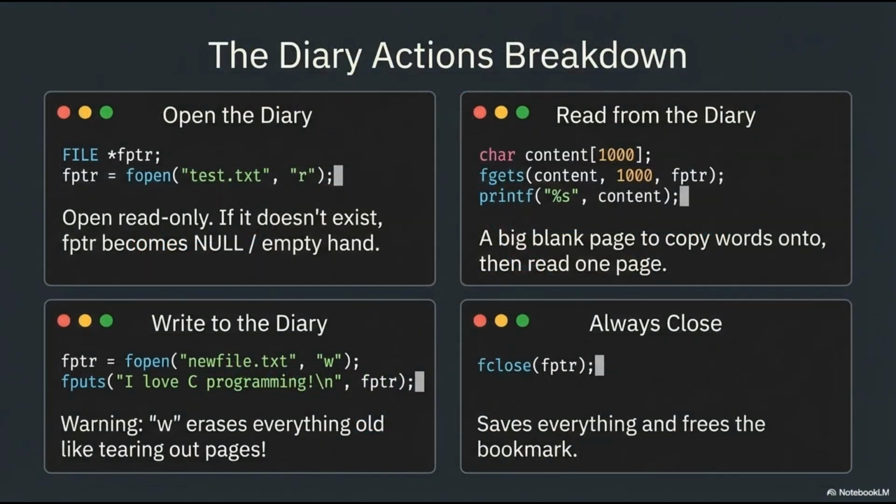Let's look at the actual code for this. fopen is your key to the diary. You tell it the file name and the mode, like R for read or W for write. Then you have functions like fgets to read a line or fputs to write one. But listen, I have to give you a huge warning about that W mode. Using it is like ripping out all the old pages of your diary before you start writing. It will erase everything that was there before, so be careful. And finally, there's fclose. Please, I'm begging you, always close your files. It's how you save your work and tell the operating system you're done.